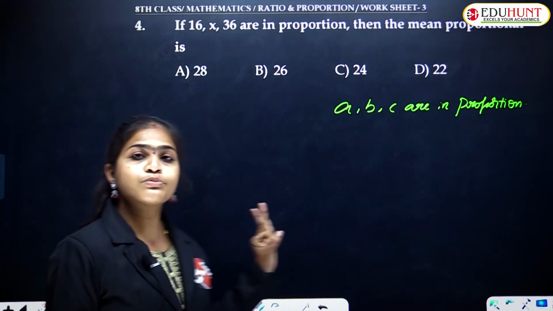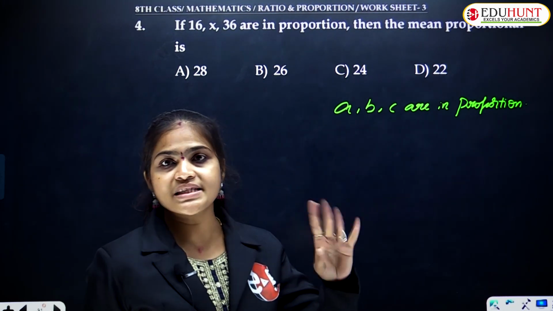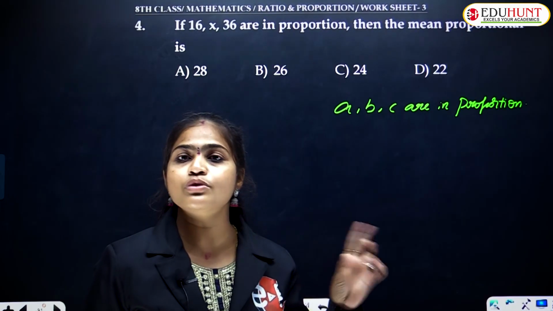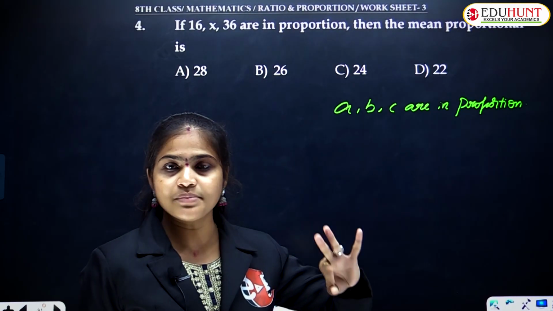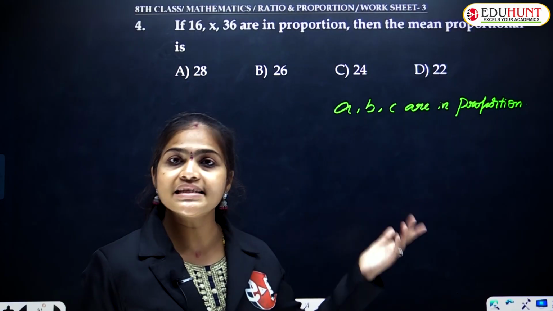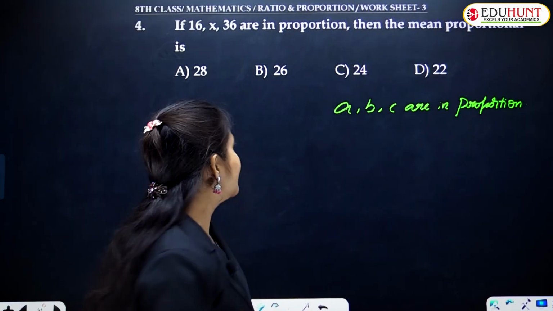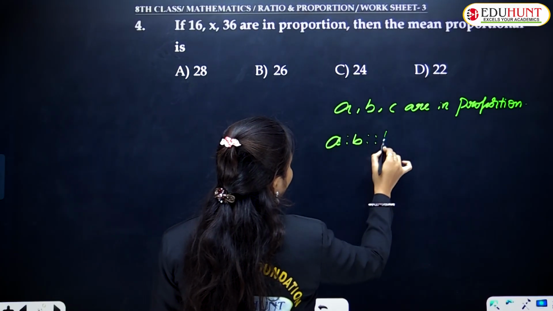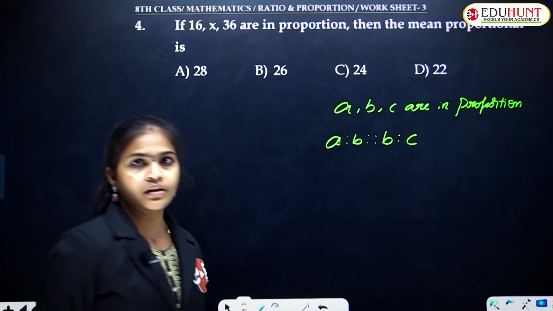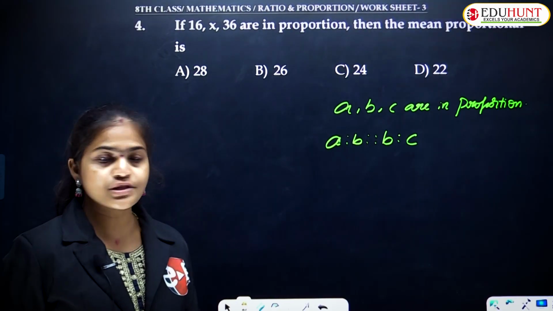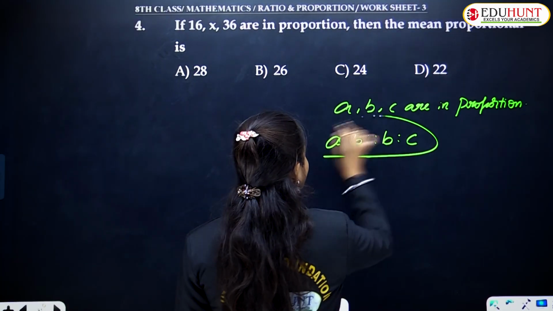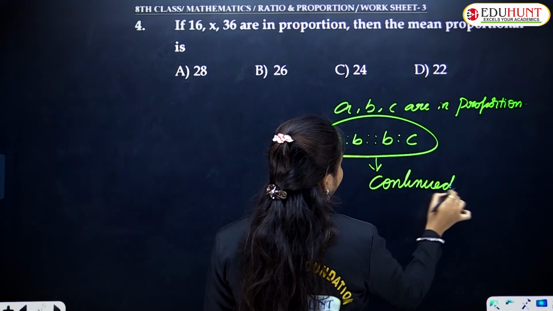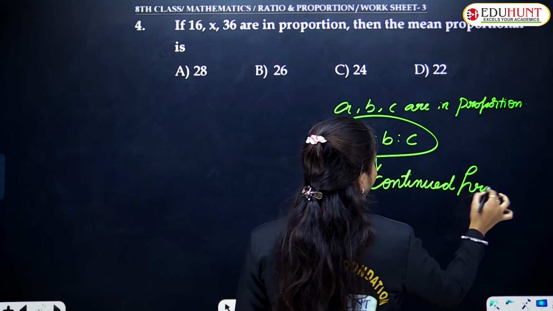So what did we say previously? When 4 terms are there, if there is equality of 2 ratios, then we can say those 4 terms are in proportion. But here there are 3 terms, so how can we take this one? How can we say this is in proportion? Okay, see here, we can write this as A is to B as B is to C. In these cases, we will call this a continued proportion.